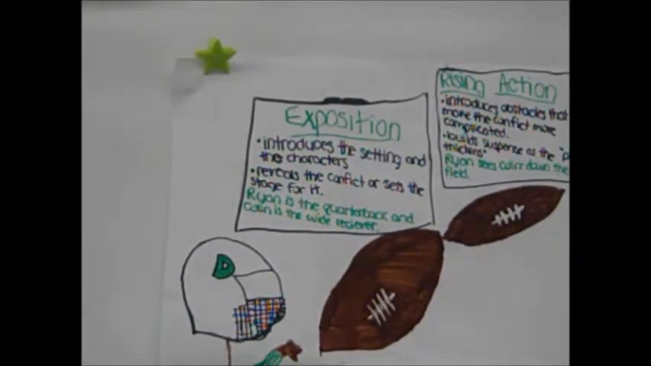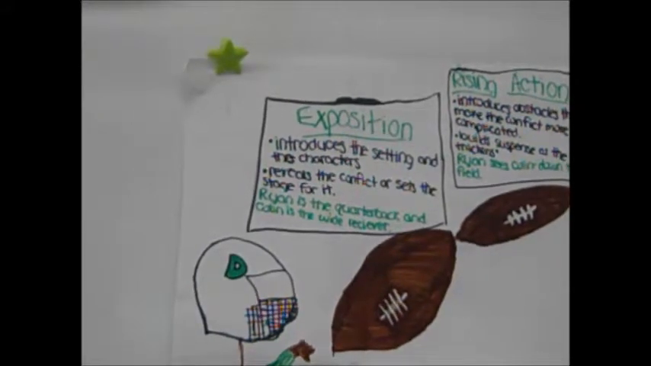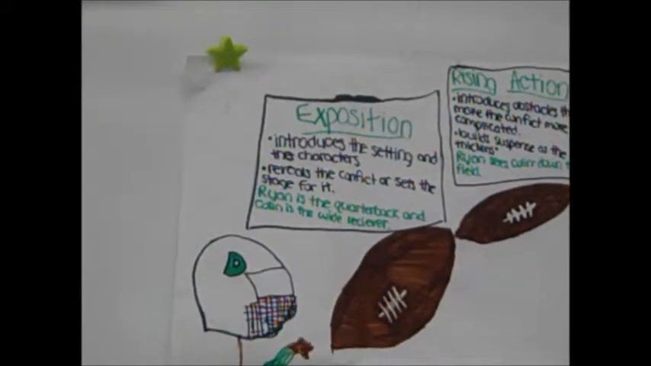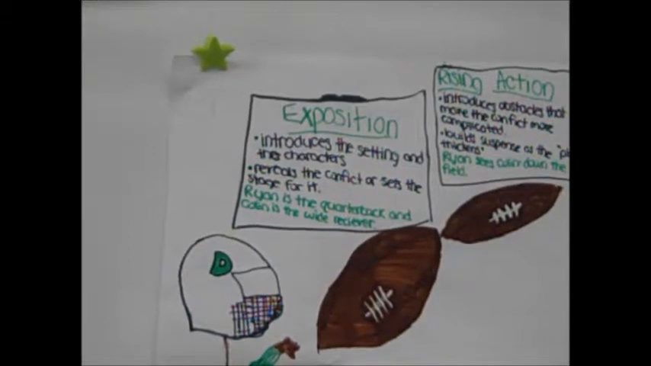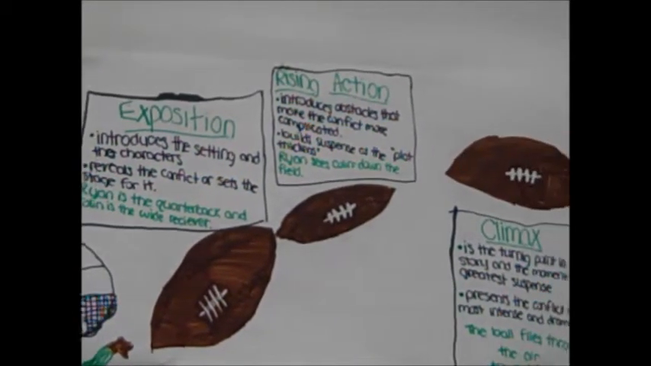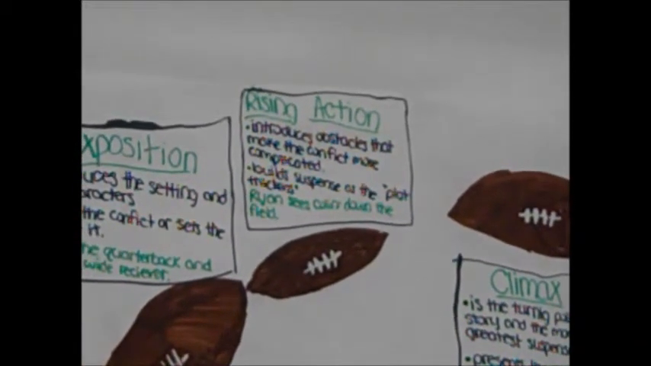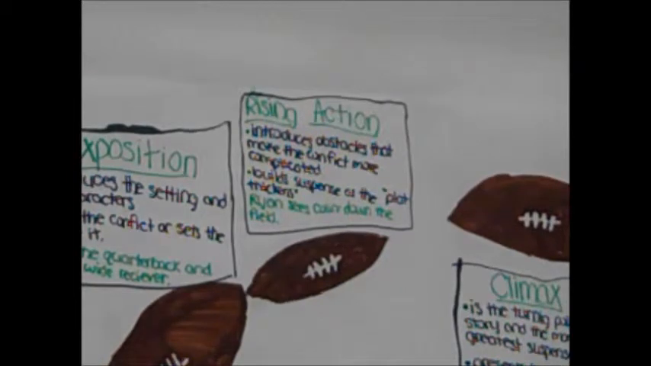But it doesn't do anything to introduce the setting or the conflict. So make sure that whenever you're doing your example that your exposition shows all three of those things. What's at stake for the characters? Where are the characters? As the ball rises into the air, they called that the rising action. And their example for the sentence was Ryan sees Colin down the field.